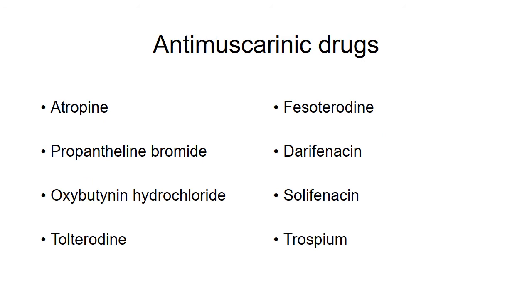Now we can look into the pharmacological agents of the antimuscarinic group. First one is atropine. It is now used rarely because of its side effects. Propantheline bromide was previously used, but now it is not common in usage. It can be given at a dose of 15 to 30 milligram TDS.